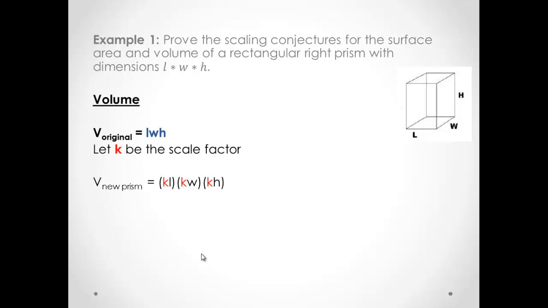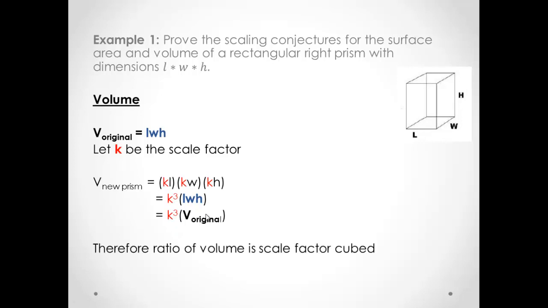Now what we'd simply do is pull out the K from everything, because if you look at the first line here, we actually have this as K times L times K times W times K times H. So we can simply pull out a K cubed. And what we have now, as you see, K cubed is simply a scale factor cubed, and we have the volume of the original. So we have proven that the ratio of the volume is scale factor cubed.